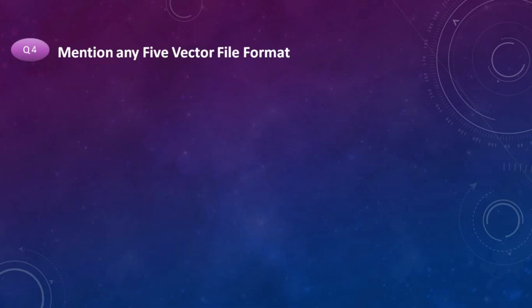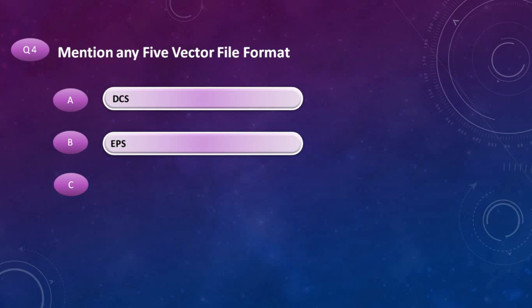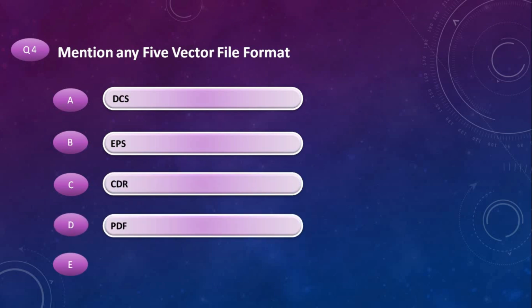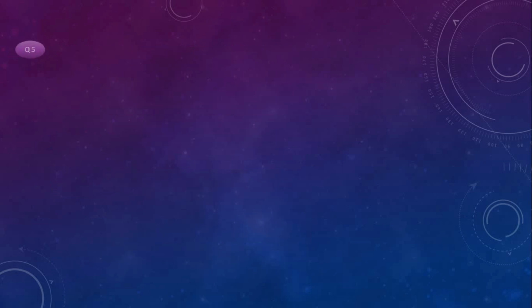The next question, mention any 5 vector file formats. DCS, EPS, CDR, PDF and SVG. DCS, EPS, CDR, PDF and SVG are all vector file formats.